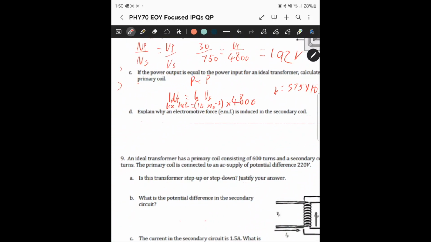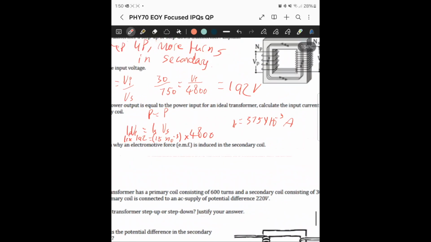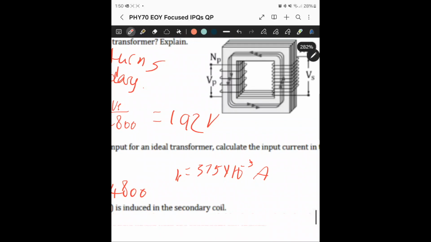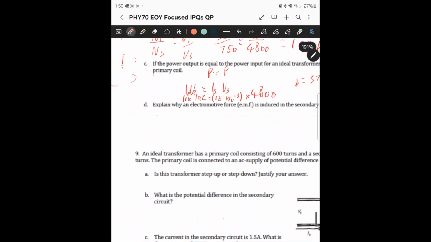Okay. So what's happening here? Explain why an electromotive force is induced in the secondary coil. So the reason this is happening is because this is connected to an AC source. An AC source means current will flow one way and then return, back and forward, back and forward. It's going to keep changing direction. As it's changing direction, that's a changing field, changing flux, that will induce an EMF.